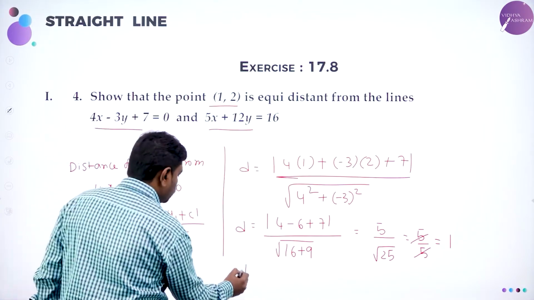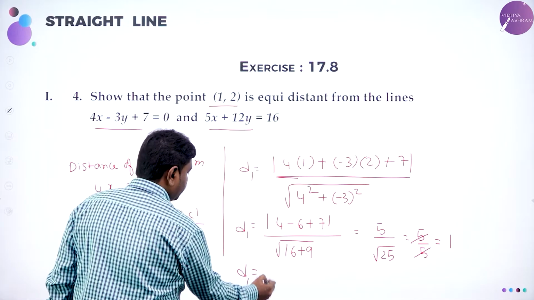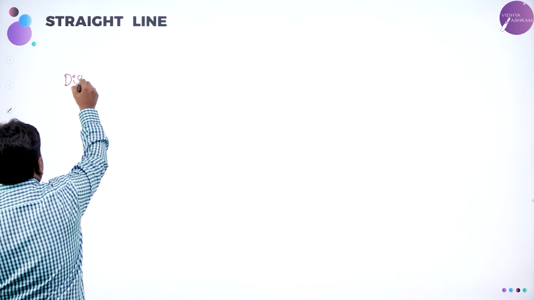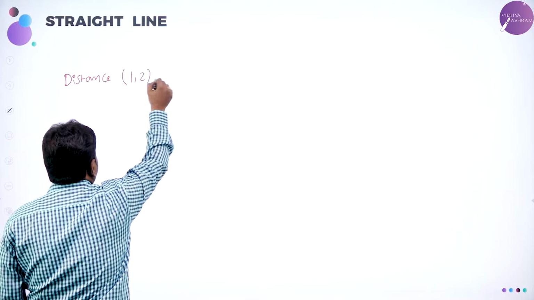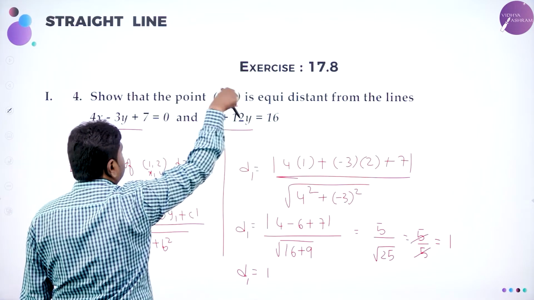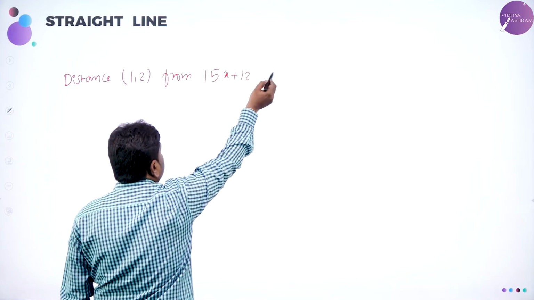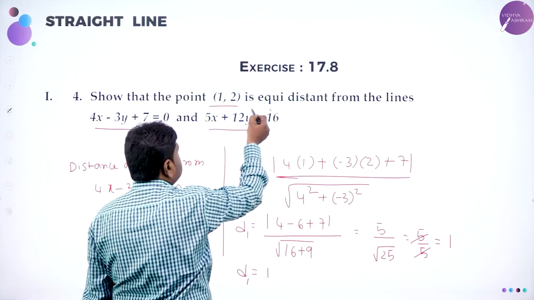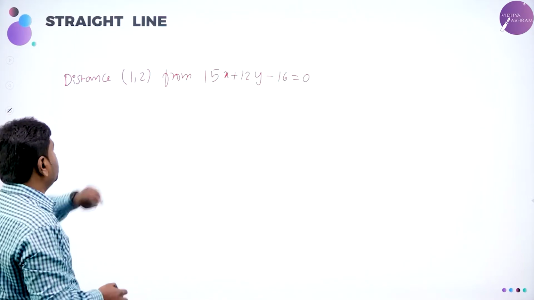So the distance of the point from the first line we got is 1. Let us call it D1, the distance of the point from the first line. Now D2, the distance of the same point, 1, 2, from the second line. What is the second line they give? 5x plus 12y is equal to 16. Bring it to LHS: minus 16 equal to 0. Now you know how to find distance.